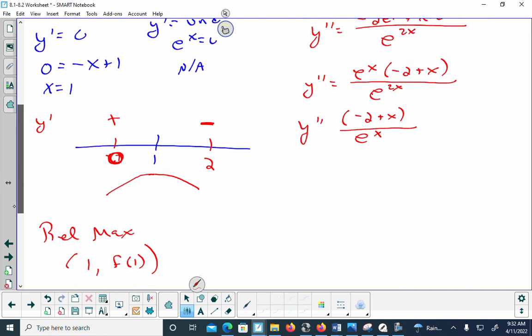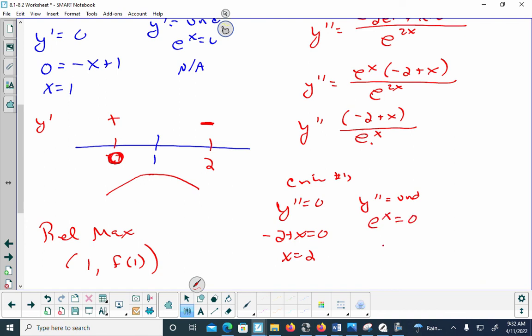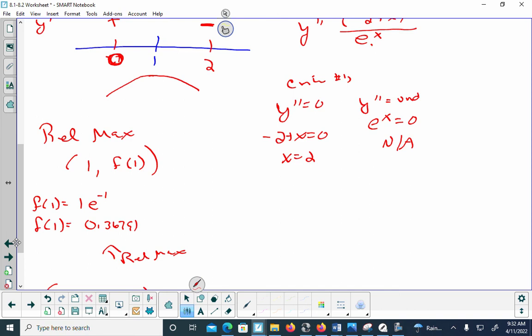Now when I go to find my inflection points, I need to set up that chart, and I need to find my critical numbers before I can set up that chart. My critical numbers are when I set the second derivative equal to 0, so negative 2 plus x equals 0. So x is going to equal 2. And then when is this second derivative undefined? That's when the denominator is 0, which does not happen. So now I know that I might have inflection points.